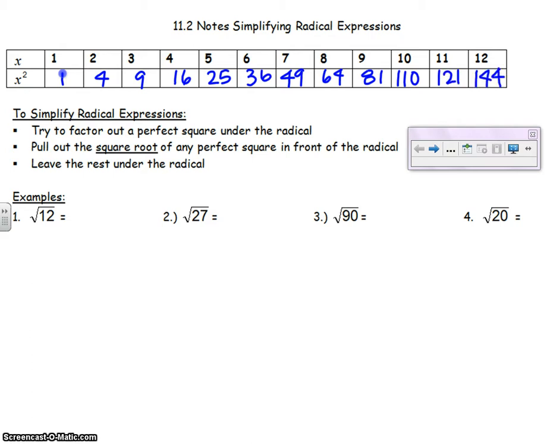Now, Miss Cash is having a Friday afternoon moment and wrote 110 is the perfect square of 10. And I know you all were just freaking out, but we caught it.